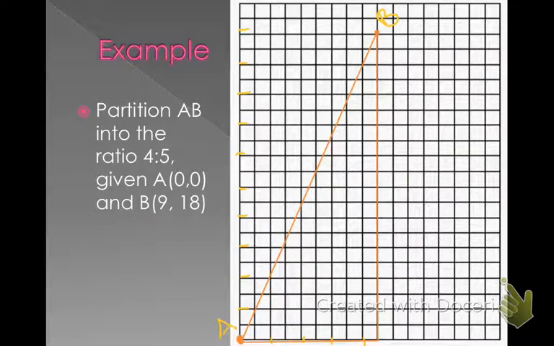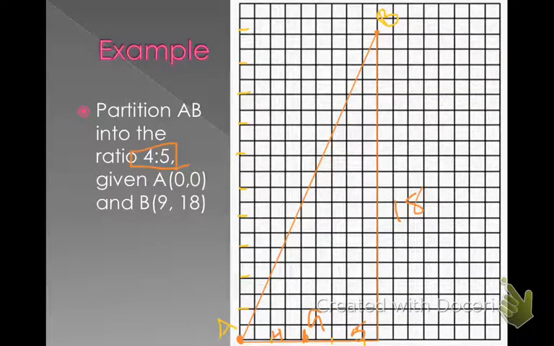So I know, just from the coordinates, that this segment down here is 9, and that this segment up here is 18. So if I'm looking at the ratio 4 to 5, the 9, that's easy. 4 plus 5 is 9. I have 9 units, so the partition is going to happen right here at 4 units in. So we have 4 to 5.